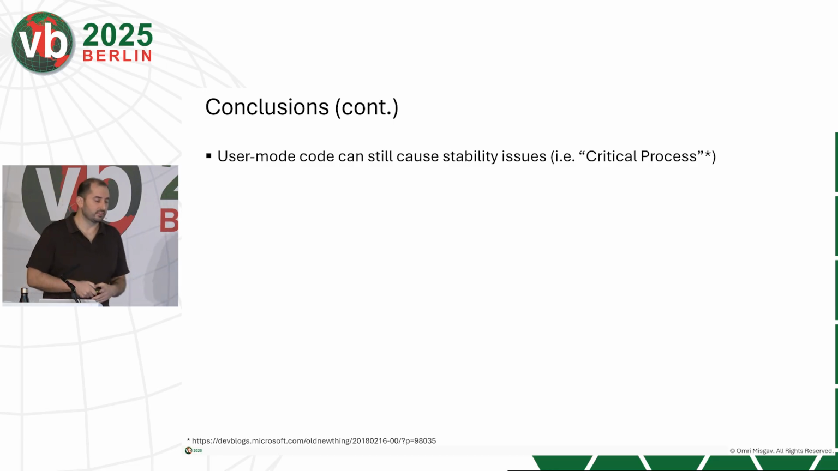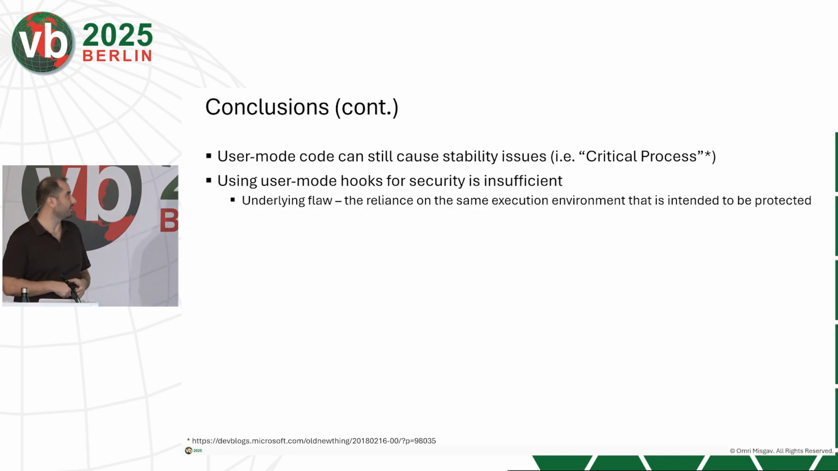Two final points. I mentioned that user mode code can't cause blue screens. I kind of lied a bit. If you have a critical process, it can create a blue screen as well. And finally, using user mode hooks for security is just not enough. It has a very big design flaw in that it relies on the same environment it tries to protect.